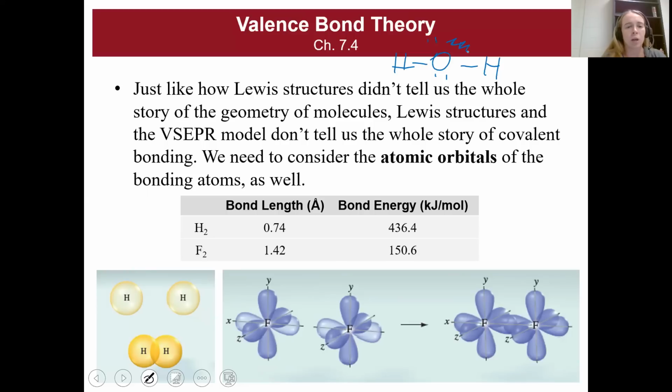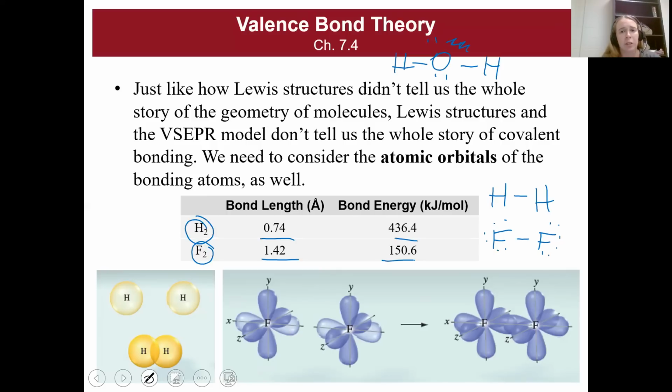For example, hydrogen and fluorine gases have very similar bonds if we just look at their Lewis structures. It's just a linear bond, not really telling us a whole lot about what's going on, but they have very different bond lengths and very different bond energies. So why is that?